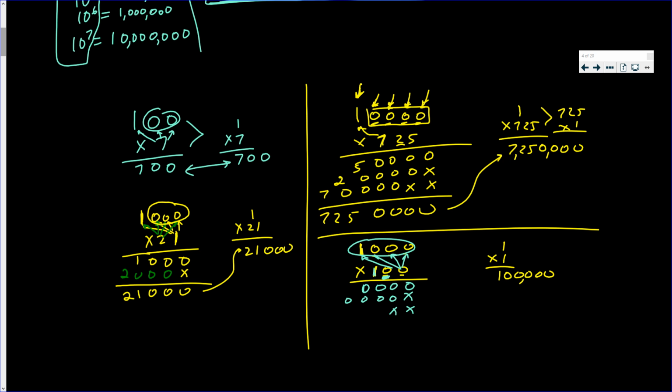Or if you prefer, 1 times 0 is 0. 1 times 0 is 0. 1 times 0 is 0. 1 times 1 is 1. So you get 1, 0, 0, 0, 0, 0. 1, 2, 3, 4, 5 zeros. There were 3 zeros here and 2 zeros there. Same answer.